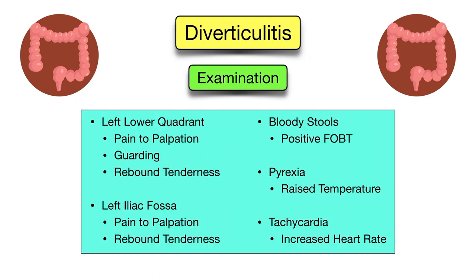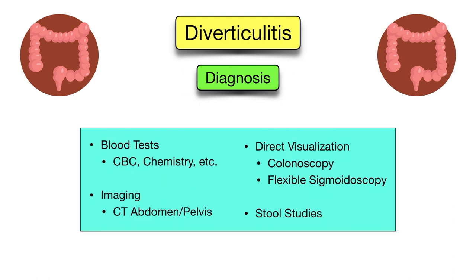On physical exam, a patient with diverticulitis may have pain to palpation, guarding, or rebound tenderness of the left lower quadrant or left iliac fossa. Blood in the stool may be identified with a positive fecal occult blood test, and pyrexia and tachycardia may be present as well. Workup for diverticulitis typically includes a combination of blood and stool tests, along with imaging or directly visualizing it. Blood tests may include a complete blood count, chemistry, liver function tests, lipase, among others depending on the case. Diagnosis of diverticulitis is typically made through imaging or direct visualization. This may include a CT scan of the abdomen and pelvis or direct visualization from a colonoscopy or flexible sigmoidoscopy.